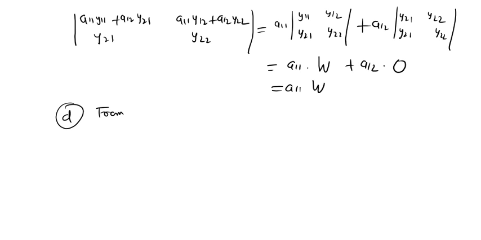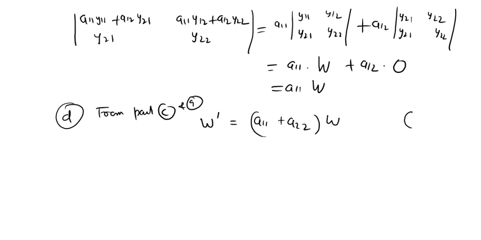So from part C, we have W' equal to (a11 plus a22) W. So now I have combined part A and part C. In part A you have W', in part C you have a11 W and a22 W. So combine these two and integrate on both sides.